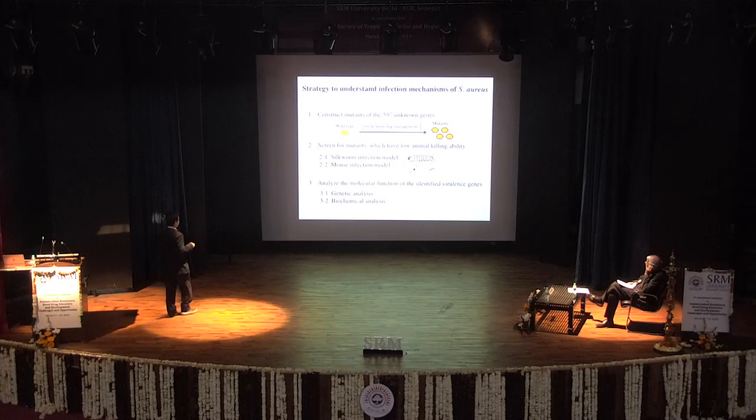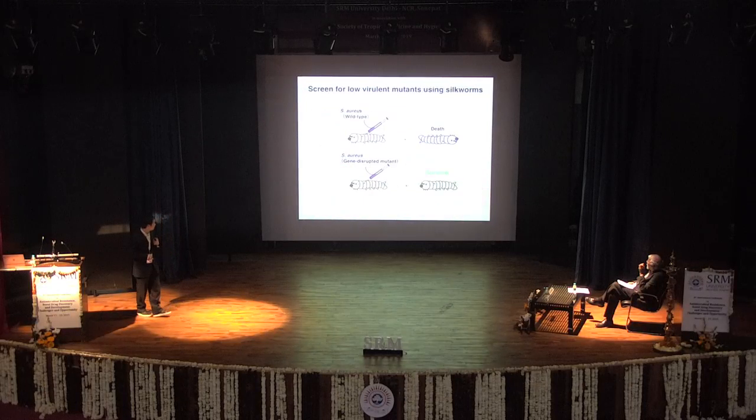So in the second step, we added the screening step using the silkworm infection model. Next, we confirm whether the identified genes are virulent in mouse killing or not. In the third step, we analyze the molecular function of the identified virulence genes by genetic study and biochemical analysis.